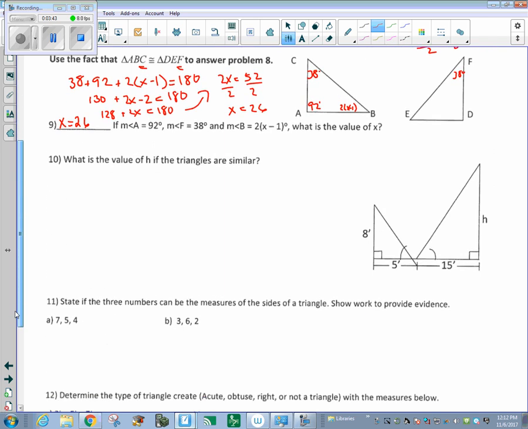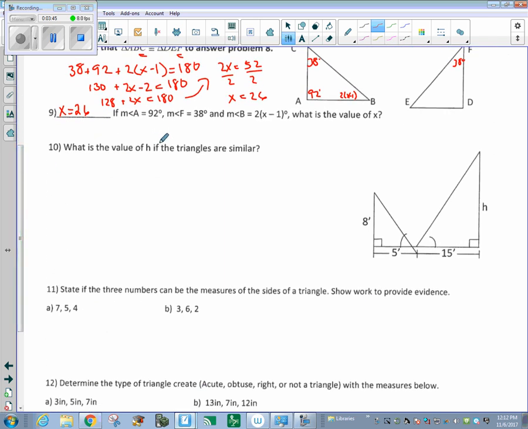In the next one, they want us to find the value of h in the triangles if they're similar. If they're similar, then there's a proportion between these triangles that will help me find this given information. There are multiple ways to set up this problem. I could say 8 is to 5, using the height of the triangle to the base of the small triangle, will be equal to the height of the bigger triangle divided by the base, and I know these triangles are similar because they told me by angle, there are two angles in each, and that's enough.